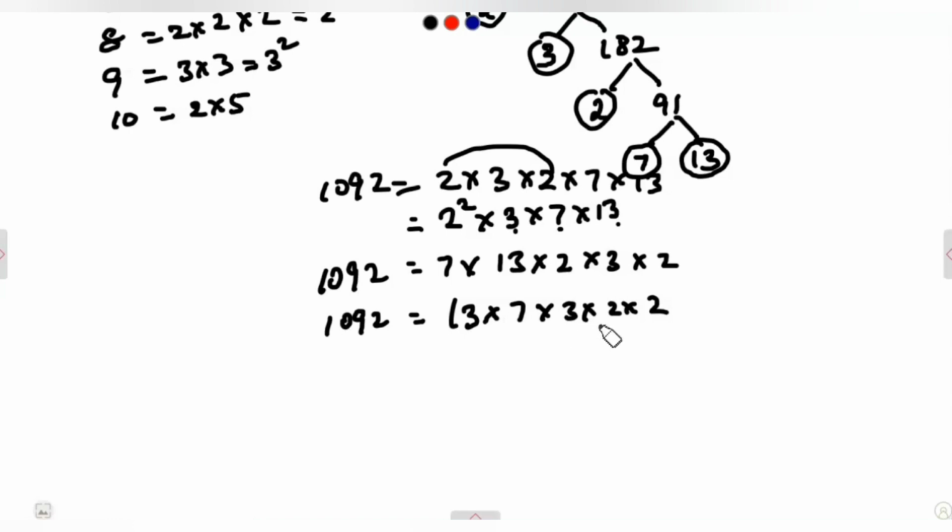The factors won't change. If we prefer everybody to write the factors in increasing order, like 1092 as 2 times 2 times 3 times 7 times 13, then there will be only one way of representing a composite number as a product of primes.